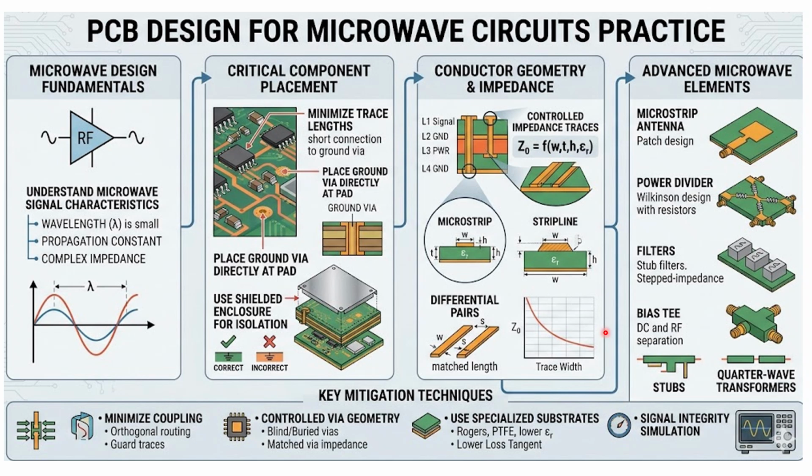For PCB design for microwave circuits, here you can check it here. Actually, critical component placement is required to minimize trace lengths. Place the ground via directly by the pad, and conductor geometry will also matter. Say advanced microstrip antenna like patch antenna, and power divider is also there. For filters, you can use a stub filter, stepped impedance, and biases.